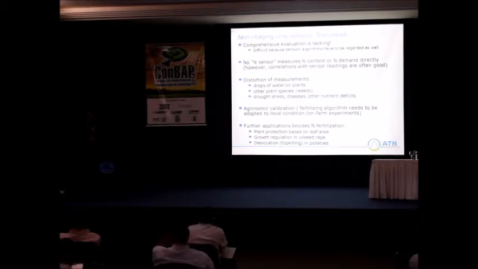Optical sensors can be distorted, for example, by drops of water on the plant, or other weed species between our crop. Drought stress, diseases, and other nutrient deficits can also cause optical changes of the crop and the appearance of the crop. There's always a question about the agronomic calibration, which is the best fertilizer algorithm, how to use these data in a proper way.